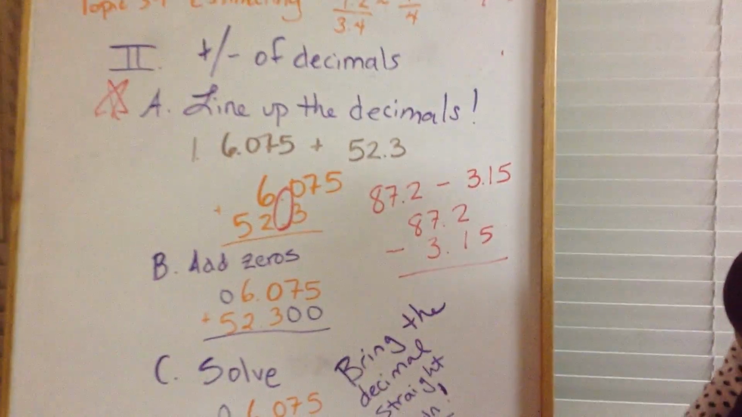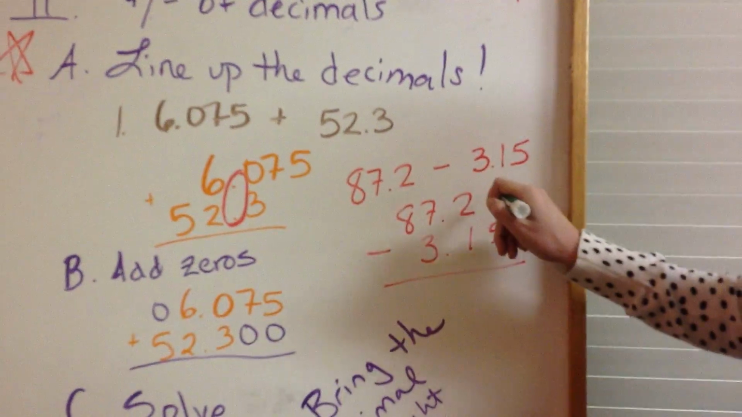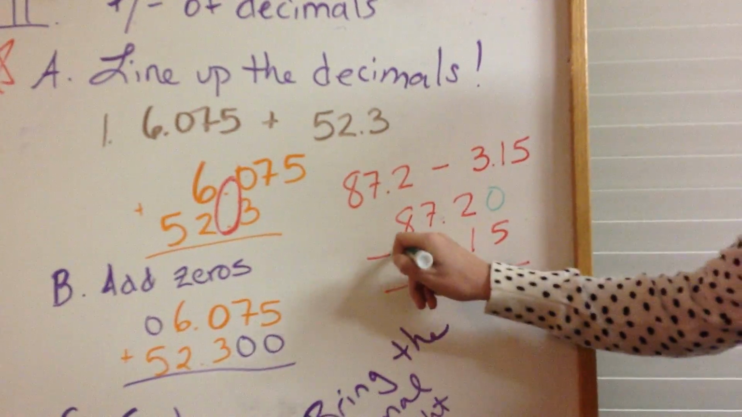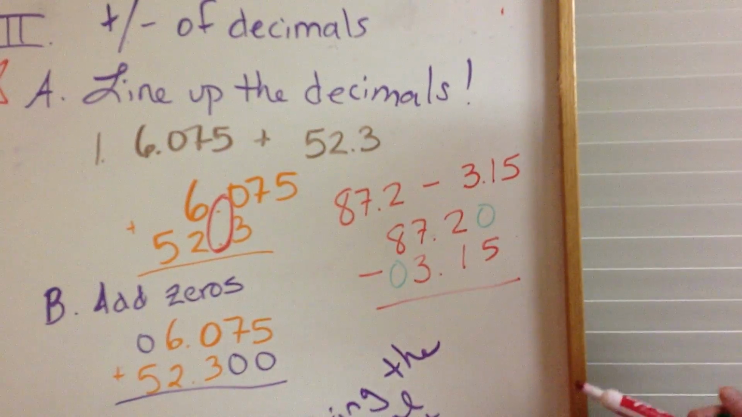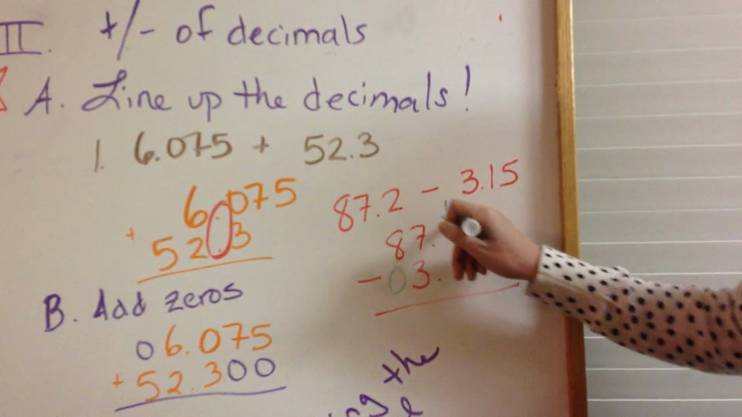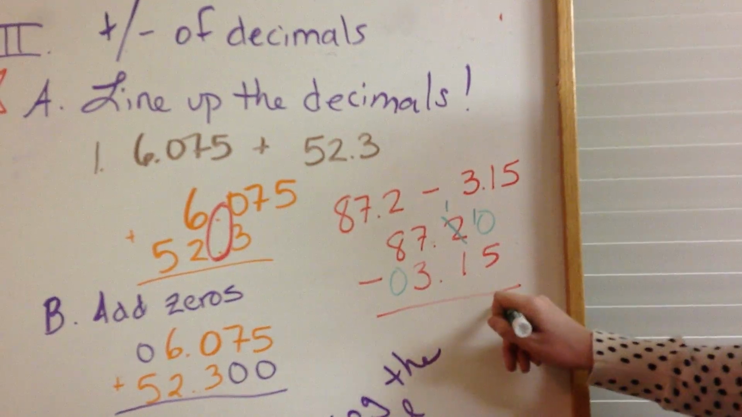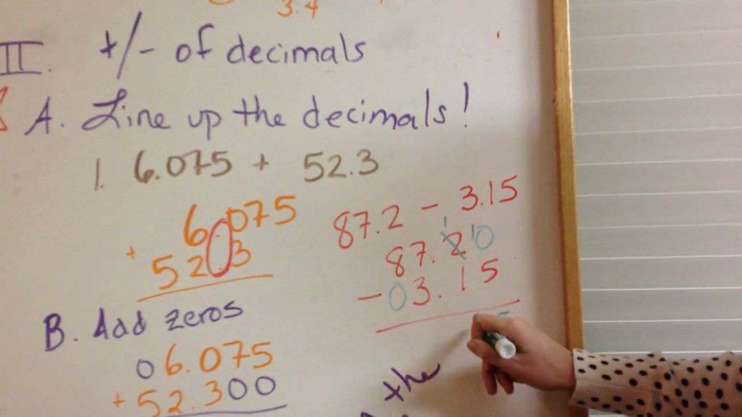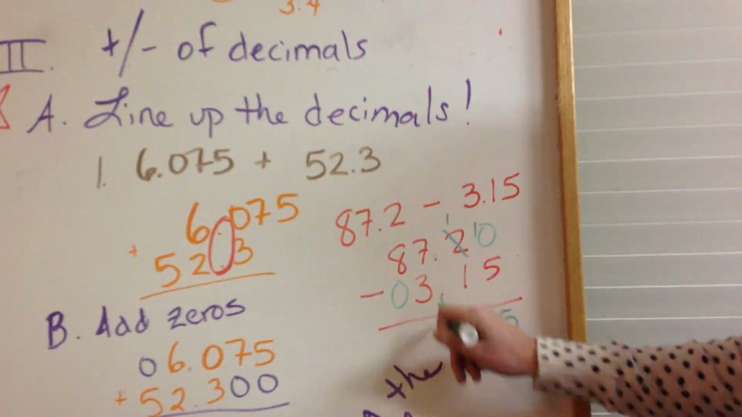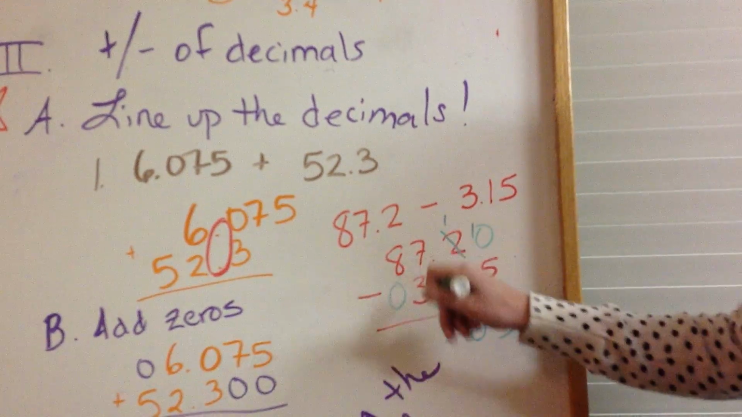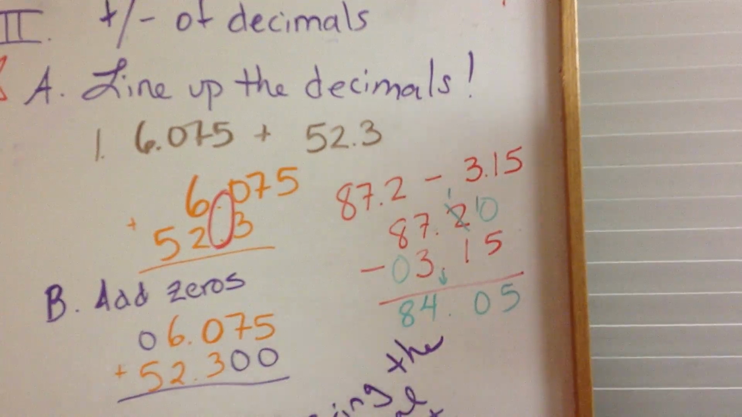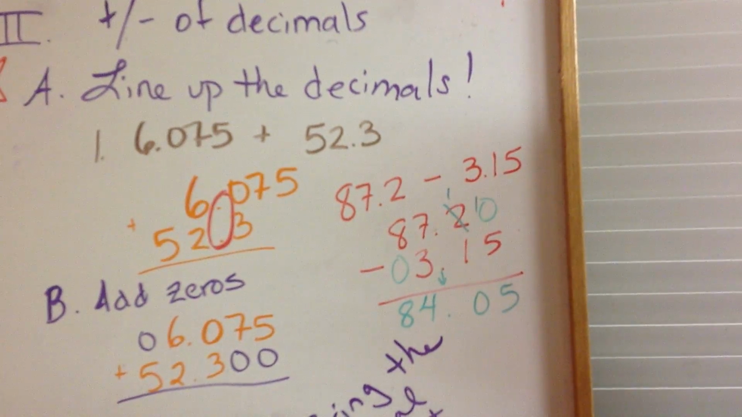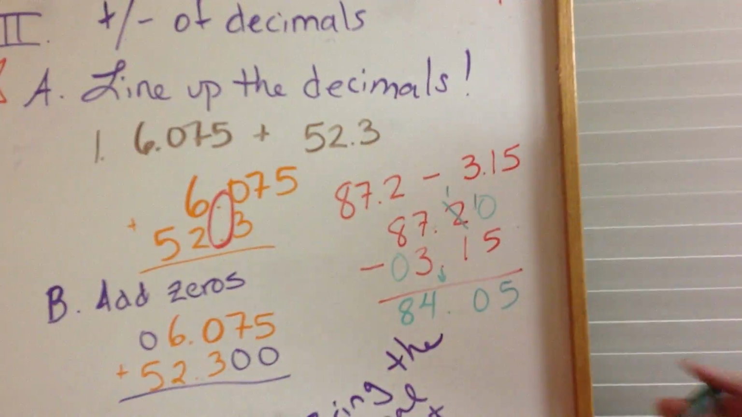Step 2 is I'm going to add some zeros. And now we need to subtract like normal. 0 cannot take away 5, so I'm going to borrow and regroup. 10 take away 5 is 5. 1 take away 1 is 0. I'm going to bring my decimal straight down. 7 take away 3 is 4, and 8 take away 0 is 8. So 87 2/10 minus 3 1500ths is 84 500ths.